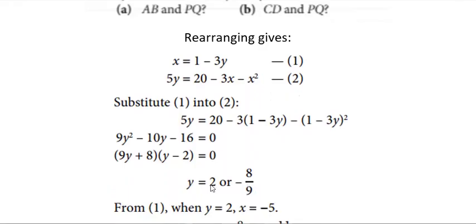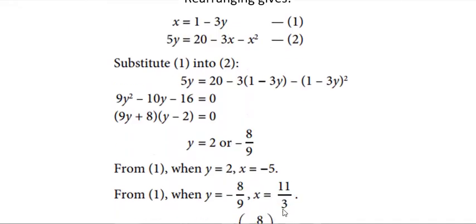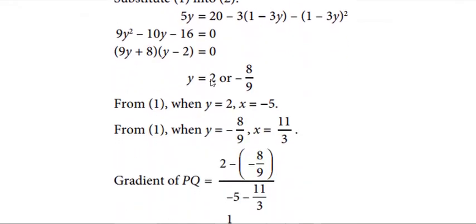So when we substitute 2 in this equation, we get the value of x to be minus 5. 2 here, minus 1 minus 6 gives you minus 5. And when we substitute minus 8 over 9 here, it gives us 11 over 3. So we have two coordinates, one of P, one of Q. The coordinates will be minus 5 and 2, and 11 over 3 and minus 8 over 9.